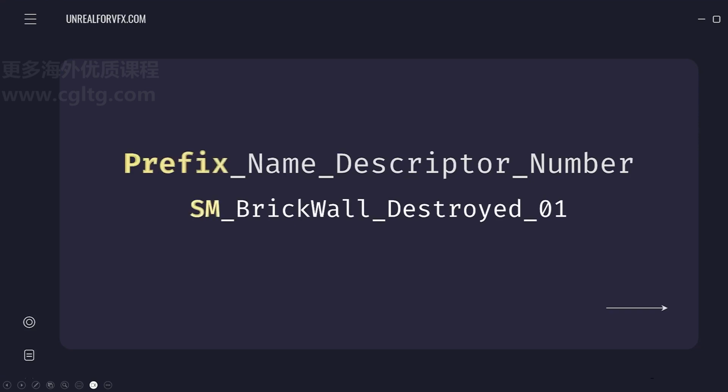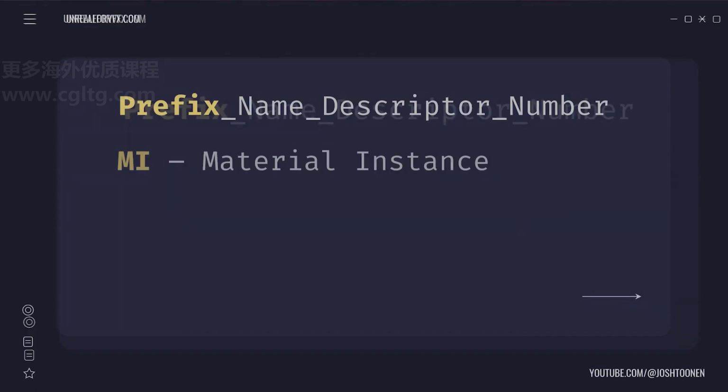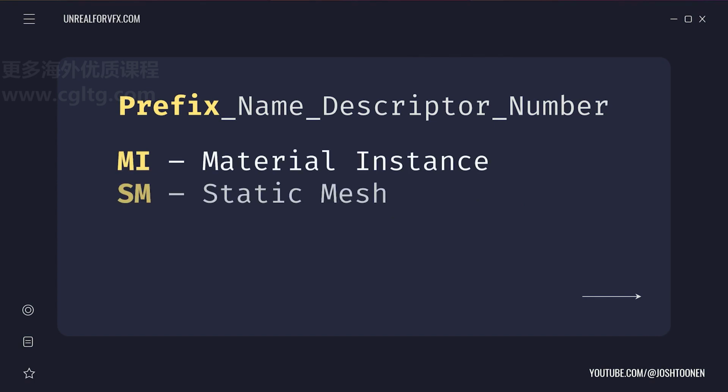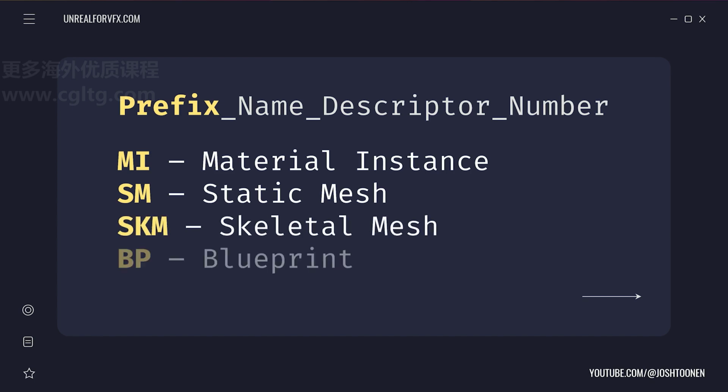We're just naming it by prefix, as in the type of asset, then the name of the asset, a simple descriptor to be specific in case we have different variations of the same asset, and a number at the end. Again, just another way to keep all of our assets separated and organized. The prefixes are just acronyms for the different asset types. So we can have material instances, we can have SM for static mesh, we could have SKM for a skeletal mesh, which are our characters, or we could have BP for blueprint.